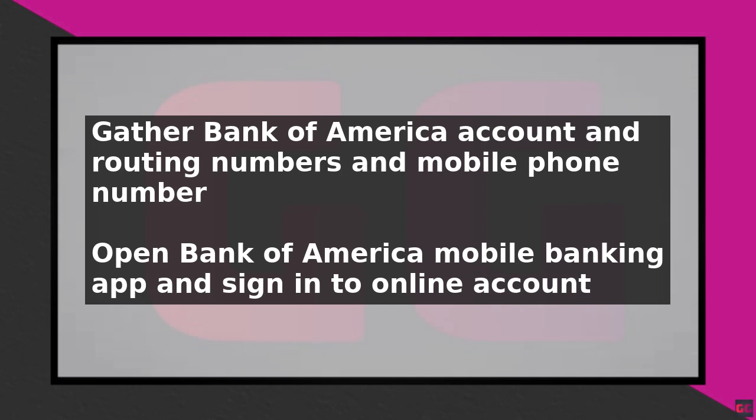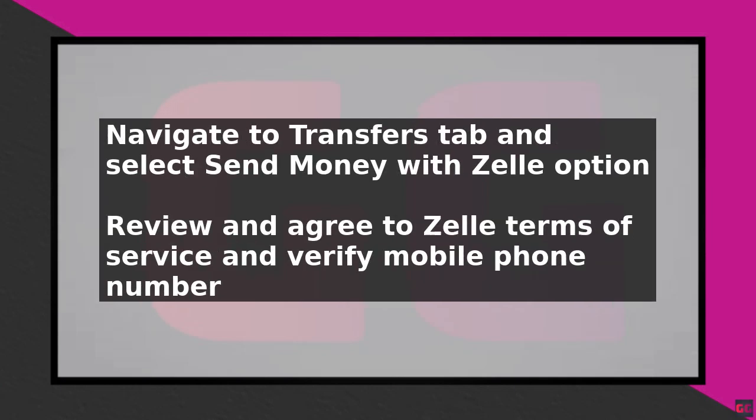If you do not see this option, you may need to select the More menu and then choose Send Money with Zelle. You will then be prompted to review and agree to the terms of service for Zelle. After agreeing to the terms of service, you will be asked to verify your mobile phone number. This is a security measure to ensure that you are the owner of the account.